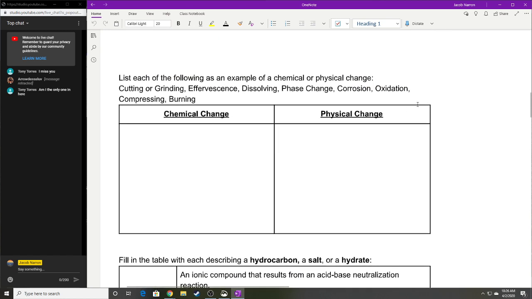List each of the following as an example of a chemical or physical change. I'm hoping this was really easy. From what I've seen so far on the Unit 4 review, I don't think anyone has had any difficulty with it. Cutting or grinding. Well, that's definitely going to be physical.